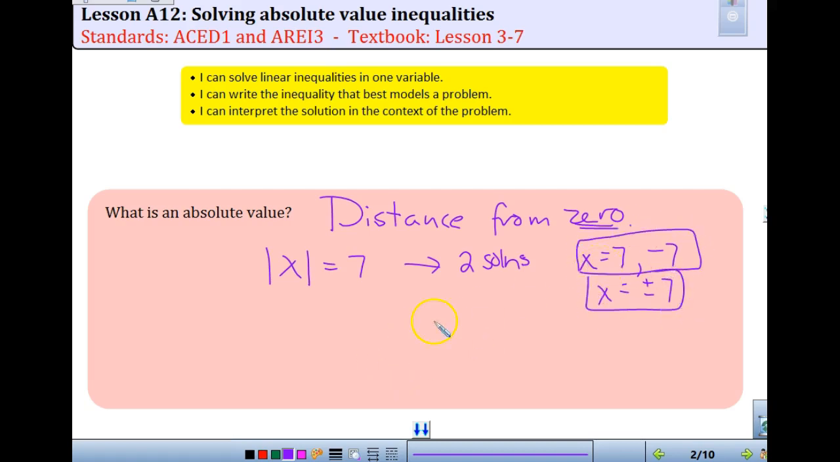And the only time when I have absolute value of x equal to a negative number is the only time that I'm going to have no solution, because we can't have a negative value, a negative distance, okay?